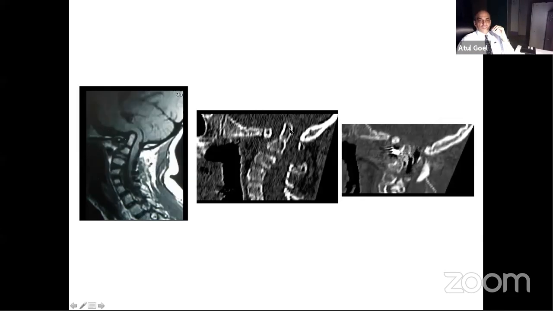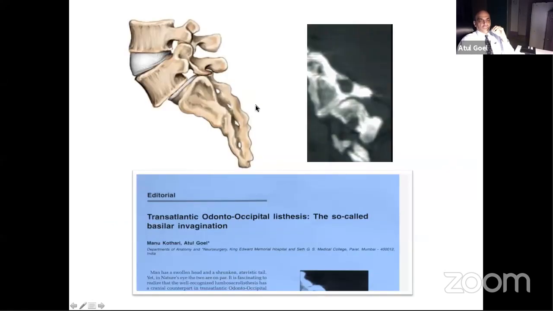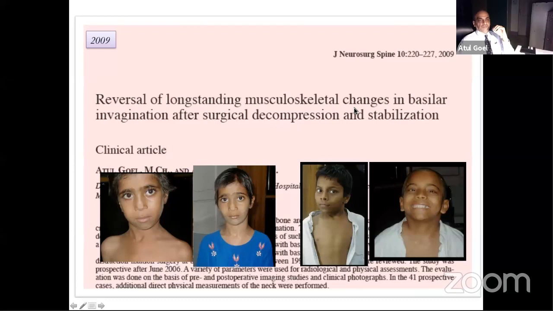And this was my first case in the year 2000. So 20 years ago, I did this operation. This is the basilar invagination, and this is the craniovertebral junction realignment by opening the joint, distraction of the facet. So my concept at that time was that basilar invagination is like lumbosacral listhesis. This is C1 facet, C2 facet. So like lumbosacral listhesis, you have to treat basilar invagination by stabilization.